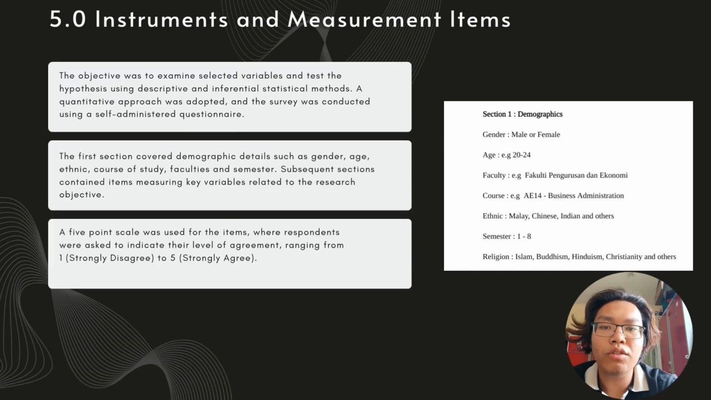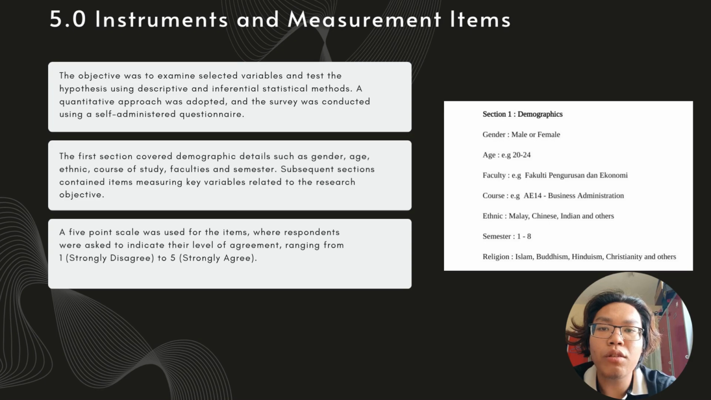5.0, Instruments and measurement items. The objective was to examine selected variables and test the hypotheses using descriptive and inferential statistical methods. A quantitative approach was adopted, and the survey was conducted using a self-administered questionnaire. The first section covered demographic details such as gender, age, ethnicity, course of study, faculties, and semester. The subsequent section contains items measuring key variables related to the research objectives.